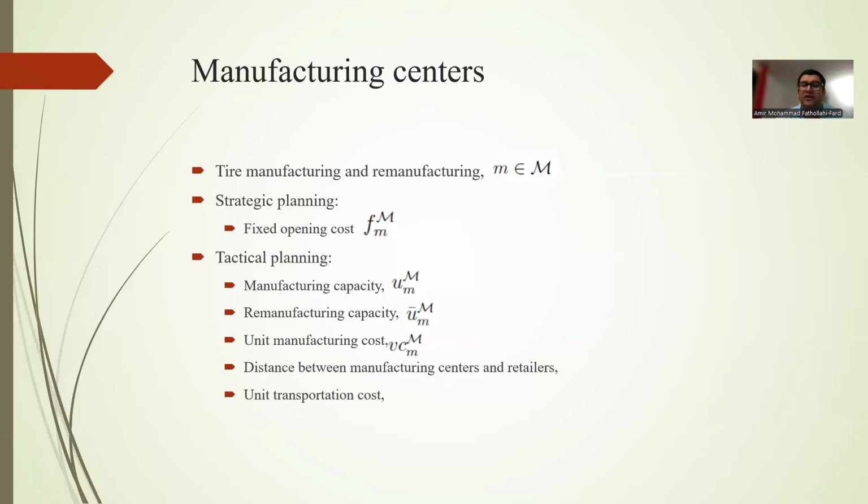From the physical network, there is a distance between manufacturing centers and retailers, represented by this notation here. There is also a unit transportation cost for transporting the produced tires from the manufacturing centers to the retailers, and this rate varies according to the transportation modes in our closed-loop supply chain.